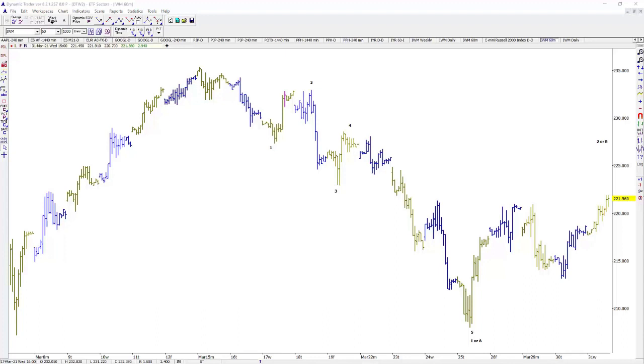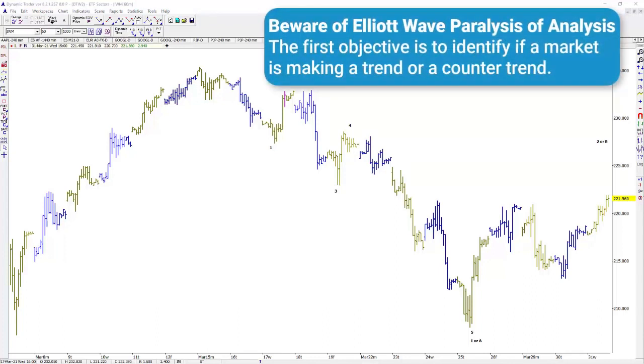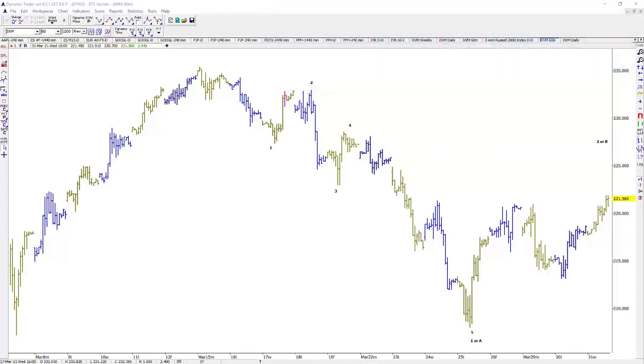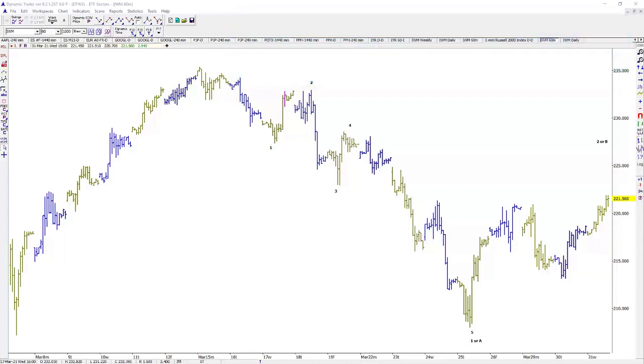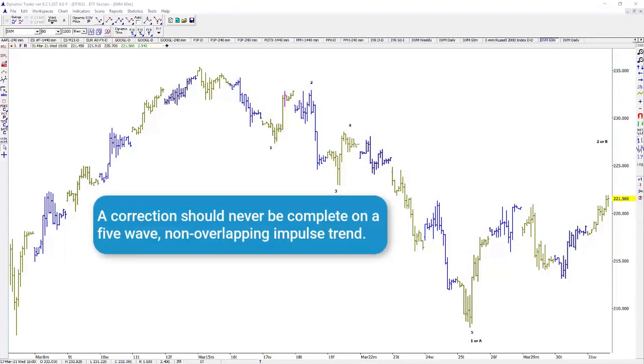Well, let's do a little bit of review. And I want you to be aware of Elliott wave paralysis of analysis with corrections or impulse trends or whatever. The main idea is to identify if a market is probably in an impulse trend or probably in a correction. So it should have that general form and structure of either an impulse or a correction. And if the wave structure is not easily identifiable, just remember that generally 5 wave sections are in the direction of the higher time frame trend, such as the waves A or C or waves 1, 3, and 5. And a correction should never be complete in 5 non-overlapping sections of an impulse trend. That's a really helpful rule or guideline to have.